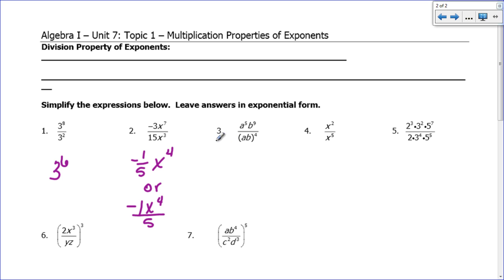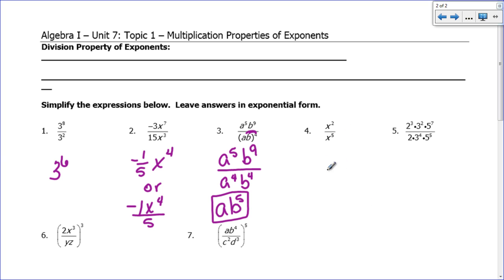Now number 3 combines some of our multiplication properties and our division properties, so it's a multi-step problem. This numerator up here is all good. I can't do anything with it right now, but the denominator down here I can simplify because there are parentheses. And I see that I have two variables with an exponent outside, so I have to distribute that exponent. So this becomes a to the 4th over b to the 4th. And then I have to subtract because that's what I do when I divide my exponents. So this becomes a to the 1st, so I don't have to put the 1. And then 9 minus 4 makes 5. So this becomes your answer, a, b to the 5th.